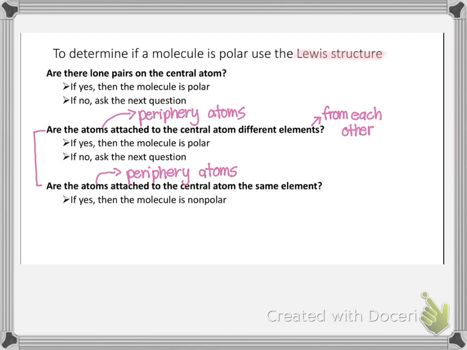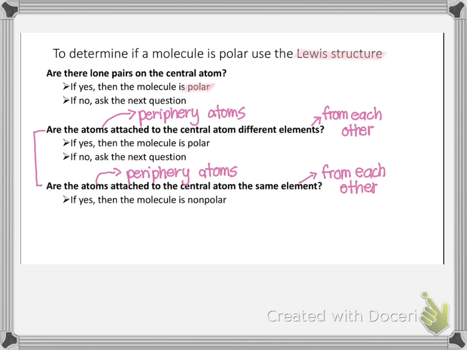So if they're different, then the molecule is polar. If the elements on the periphery are the same as each other, not the central atom, then it's nonpolar. And it doesn't matter if they have single bonds, double bonds, or triple bonds. So let's go through the questions and then we'll try. If there are lone pairs, it's polar. Then you're done. Polar.